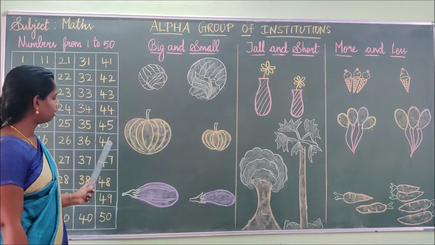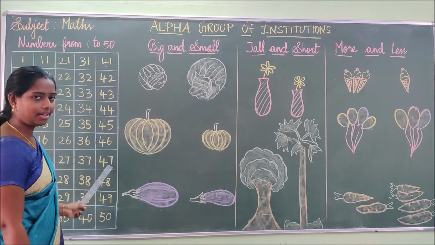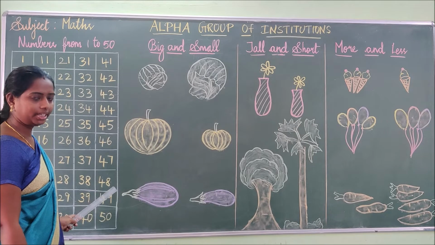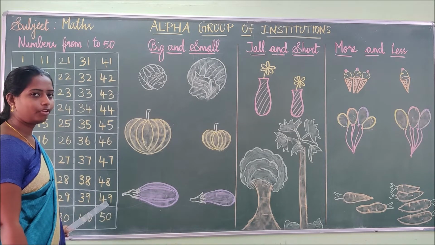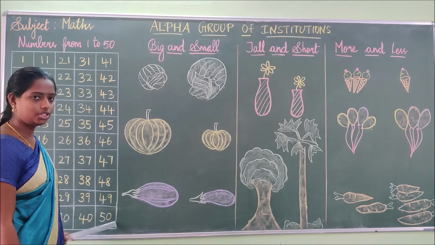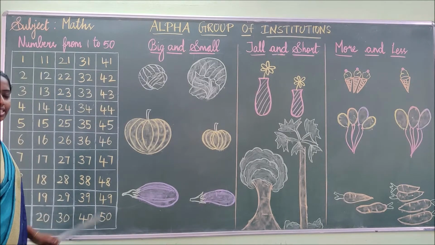4, 6, 46. 4, 7, 47. 4, 8, 48. 4, 9, 49. And then 5, 0, 50. Okay, children. Shall we repeat the numbers again?